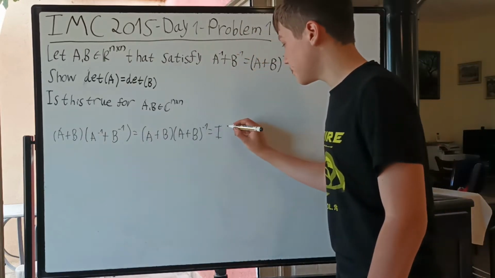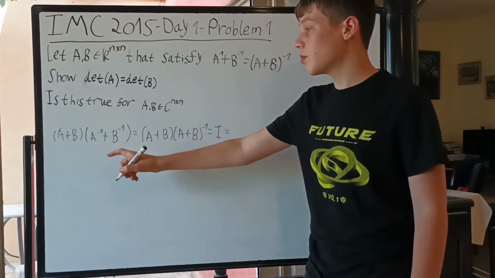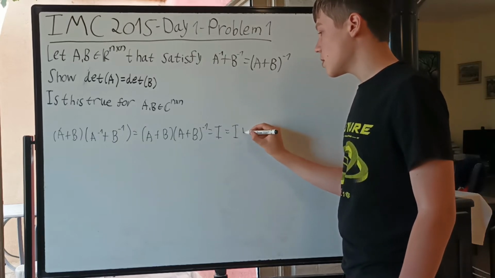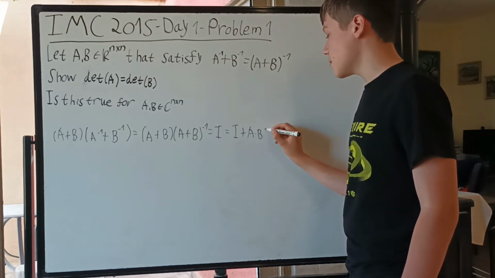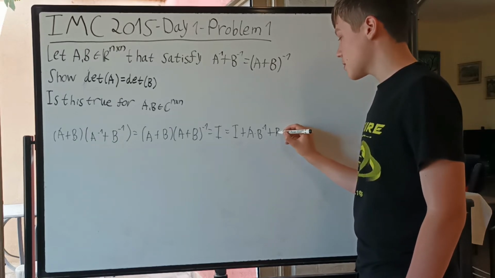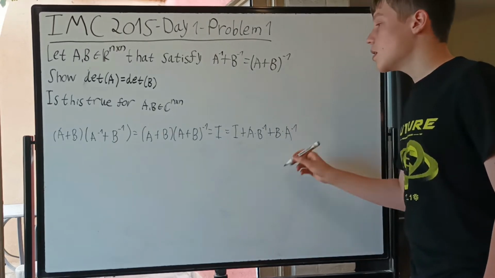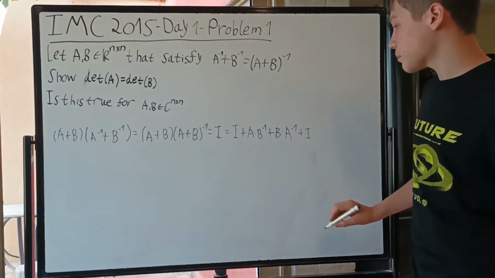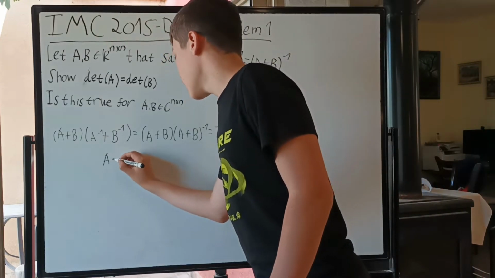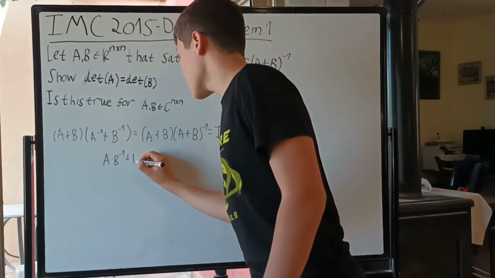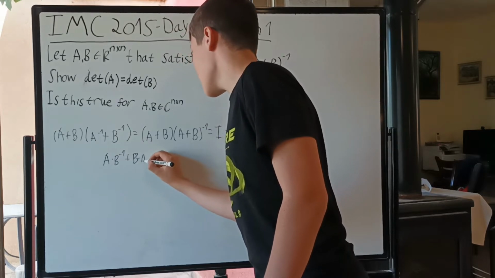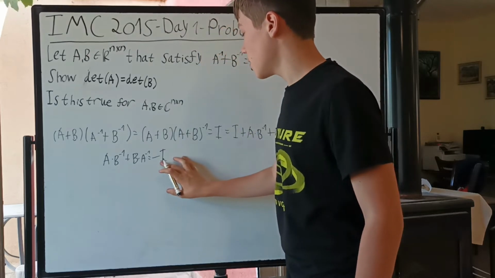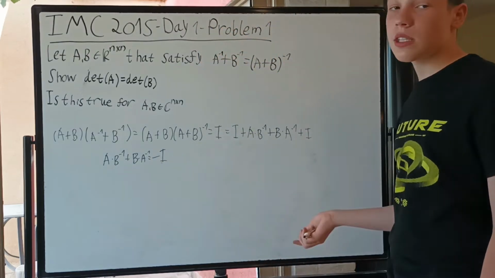But now let's look at this. I know this is equal to A times A inverse, which is the identity matrix, plus A times B inverse, plus B times A inverse, plus B times B inverse, which is again the identity matrix. And so we get A times B inverse plus B times A inverse is the negative of the identity matrix. I just subtract these two from both sides.